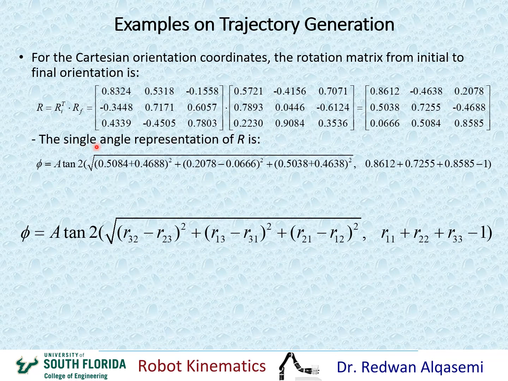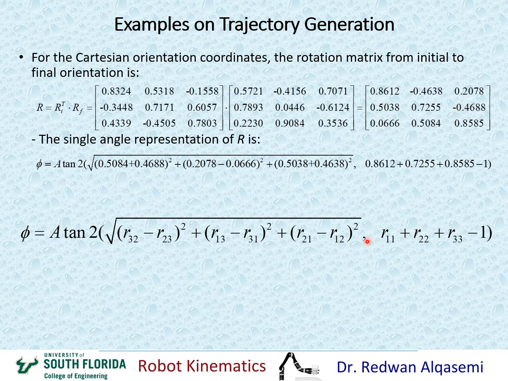Now I'm ready to find the single angle representation of R. I put here the general equation form. So I need to find atan2 of R32 minus R23. R32 is this one here, minus R23, that's 1, 2, that's right here. So if I put these together and square them, that would be the first element here. And then the second element is R13 minus R31 squared. Again, we can find it from this rotation matrix. And then the third element is R21 minus R12 squared, which we can find again from here.